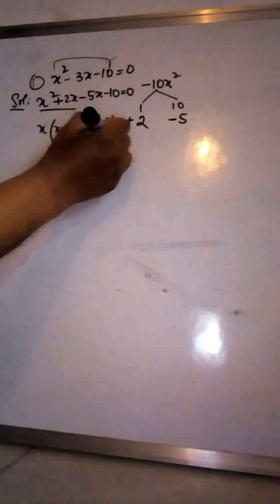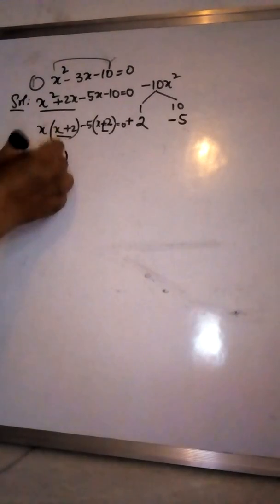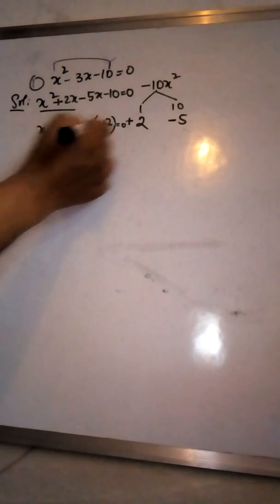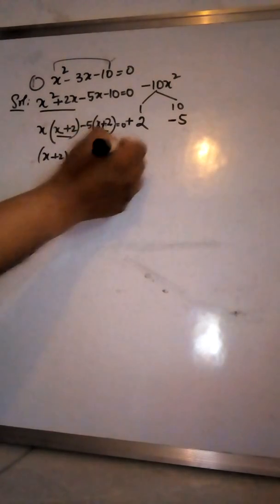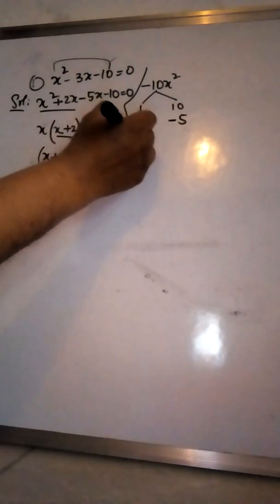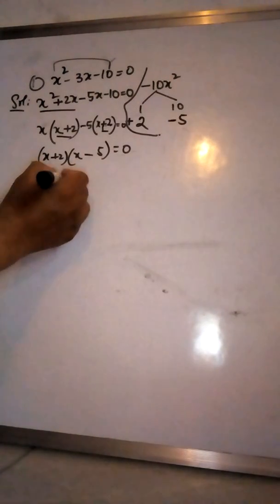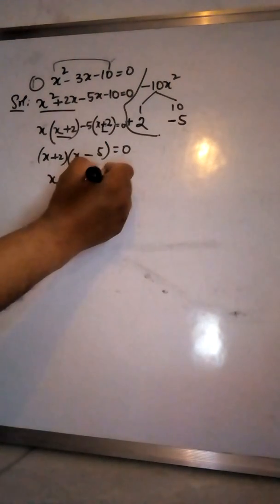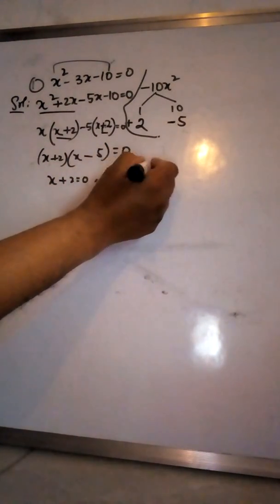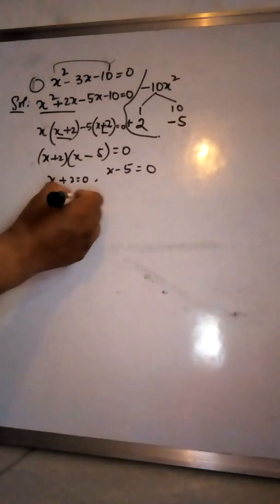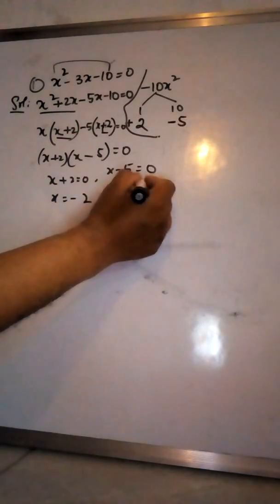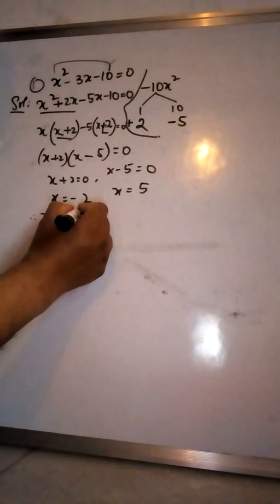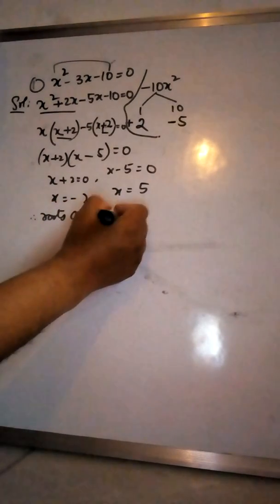So again we have x plus 2 common. When I take x plus 2 common, then only x will be remaining in the first term, and in the second term, x plus 2 goes, meaning minus 5 will be remaining, is equal to 0. So now we'll take individually x plus 2 is equal to 0, according to the zero product rule, and x minus 5 is equal to 0. So x will be equal to minus 2 and x will be equal to 5. Therefore the roots of the equation are minus 2, 5.